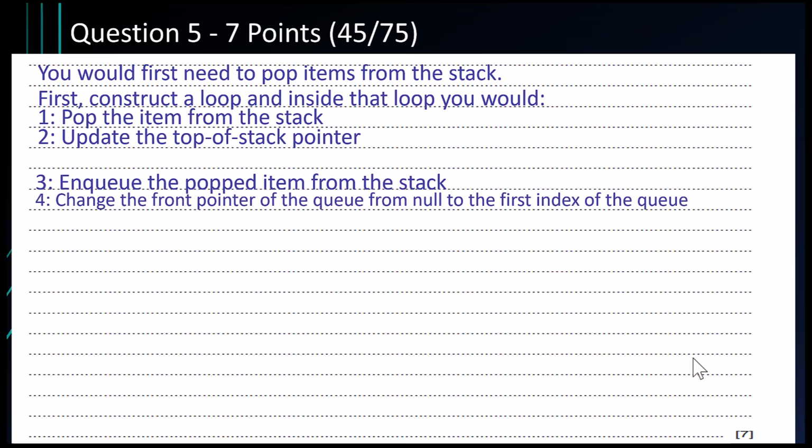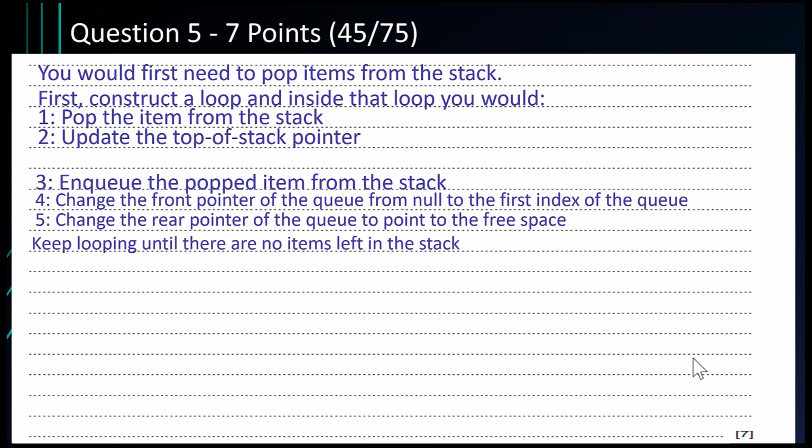I'm going to change the front pointer of the queue from a null value, such as -1, to the first index of the queue. Because if my front pointer is a null value, then that means there are no items in the queue. I need to check to see if the front pointer is null. If it is, I need to output the queue is empty. By changing the front pointer from null to the first index of the queue, it shows that the queue is indeed populated. I change the rear pointer of the queue to point to the next free space, and I keep looping until there are no items left in the stack.